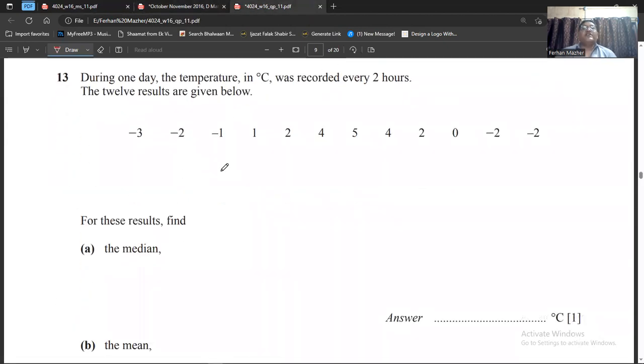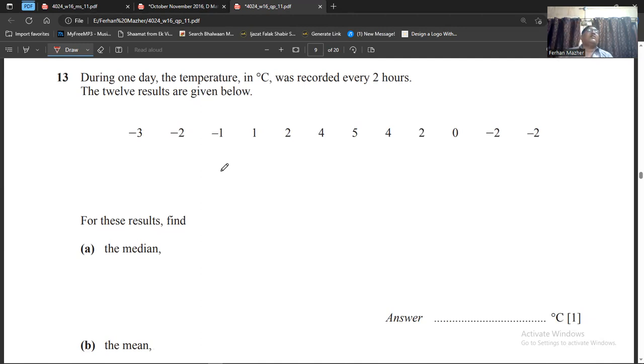Here we go. Question number 13: during one day, the temperature in degrees centigrade was recorded every 2 hours. The 12 results are given below: -3, -2, -1, 1, 2, 4, 5, 4, 2, 0, -2, -2. For these results, find the median.